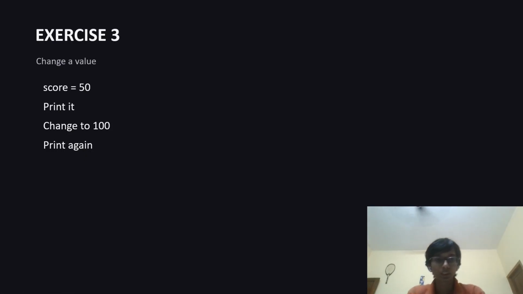Exercise three. We are going to change a value. We are going to update the value, basically. So create a variable named score and assign the value 50 to that variable. You have to print it, change the value to 100, and then print it again. Come on, guys. I believe you can do it. In case you cannot, we will do it together.